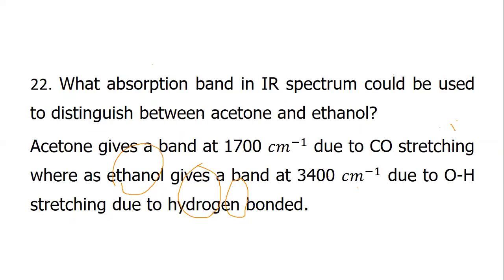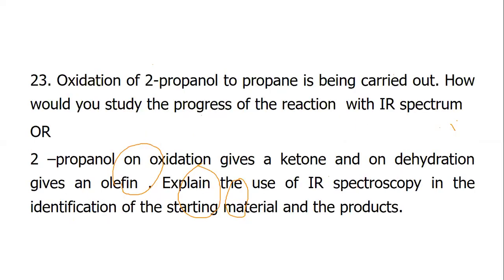What absorption band in the IR spectrum could be used to distinguish between acetone and ethanol? Acetone gives a band at 1700 per cm due to carbonyl group C=O stretching, whereas ethanol gives a band at 3400 per cm due to O-H stretching due to hydrogen bonding.